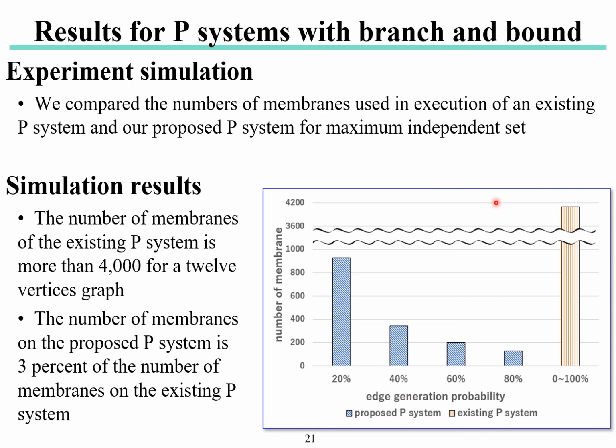This is the result for the graph. This bar shows the number of membranes on the existing P system, and this bar shows the number of membranes on the proposed P system. In this case, the number of membranes on the existing P system is more than 4,000 for the 12 vertices graph. On the other hand, the number of membranes on the proposed P system is 3% of the number of membranes on the existing P system.